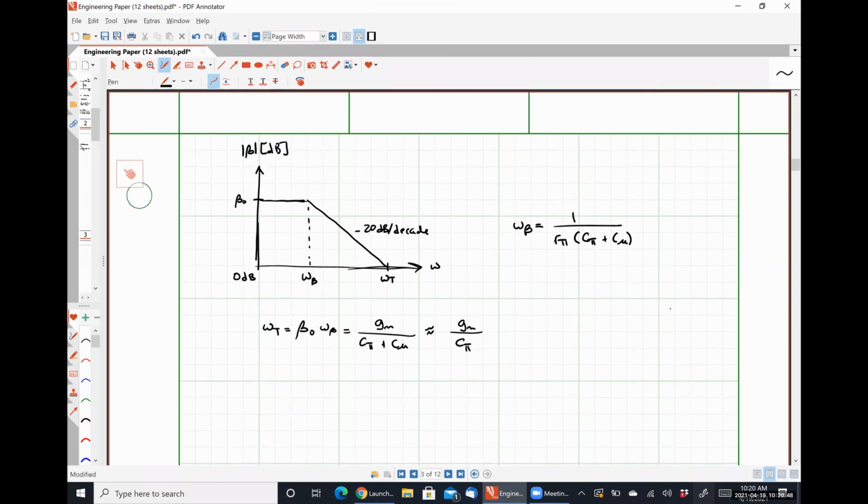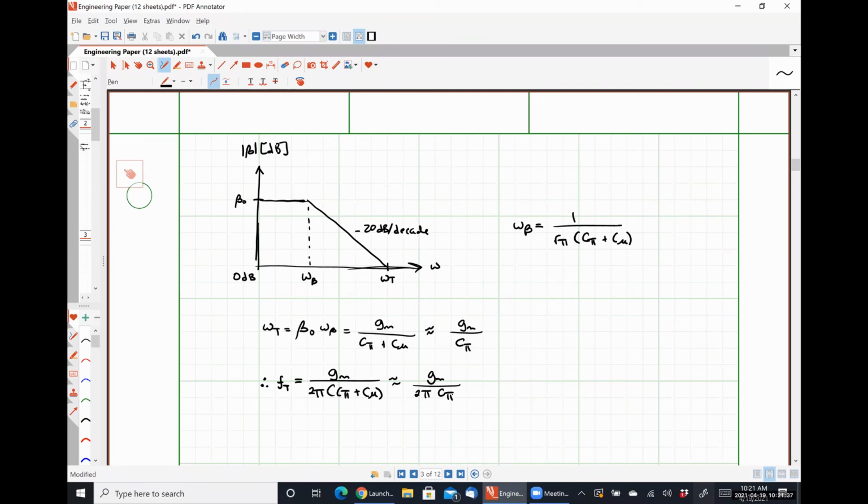Expressed as a linear frequency, we can say that FT, which is what's called the transition frequency or transit frequency, is then simply GM divided by 2 pi times C pi plus C mu, or approximately GM over 2 pi C pi. All right.